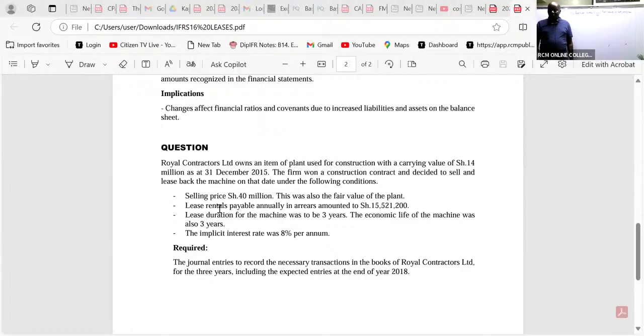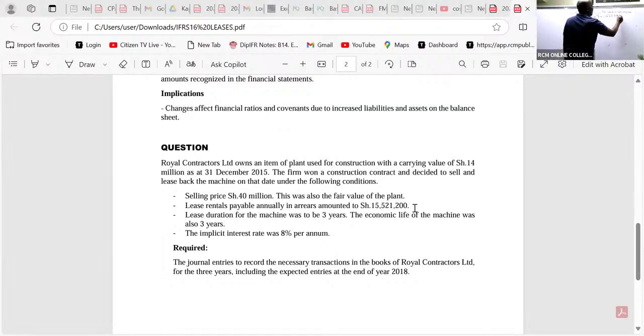And then you can see lease rentals, and they are payable in arrears. So that concept of multiplying with 1 plus R will not apply here, because this is paid in arrears. So in this case here, we have the lease rental per annum. The lease rental per annum is 15,521,200.